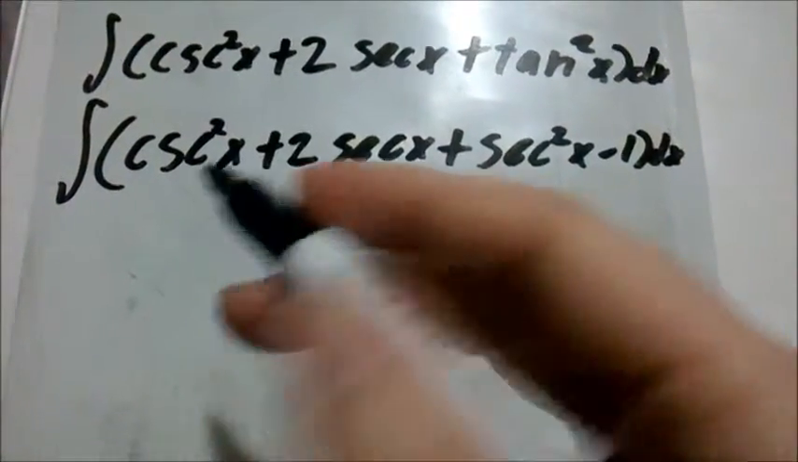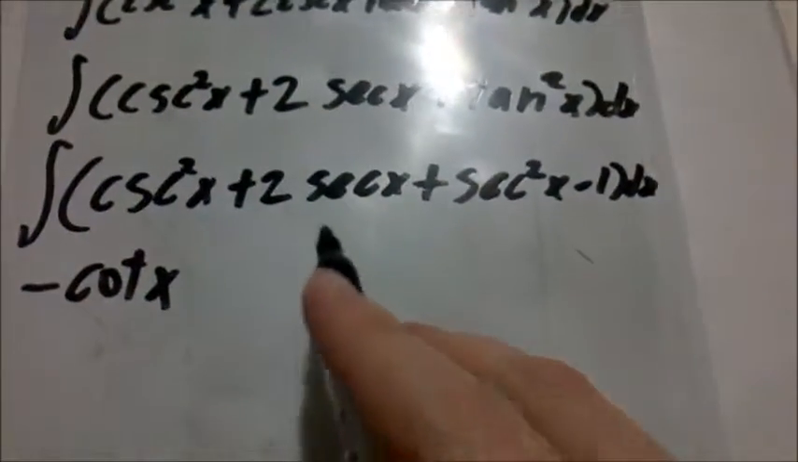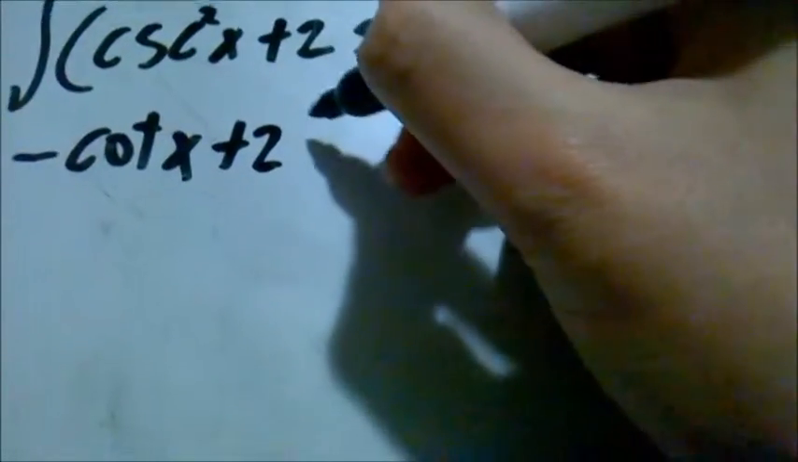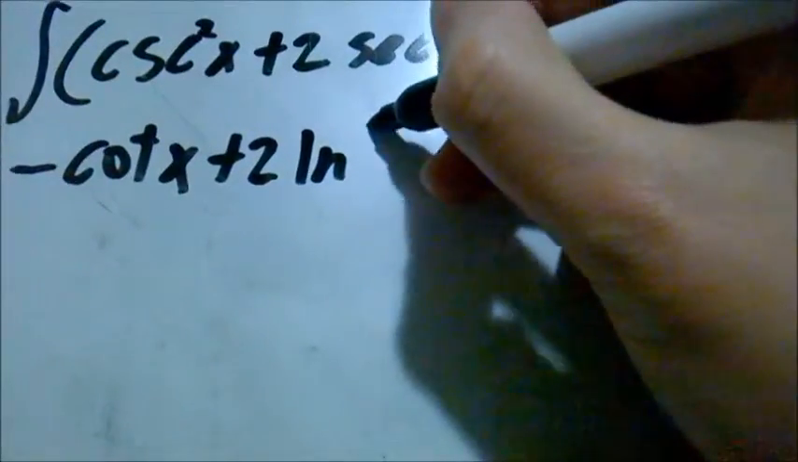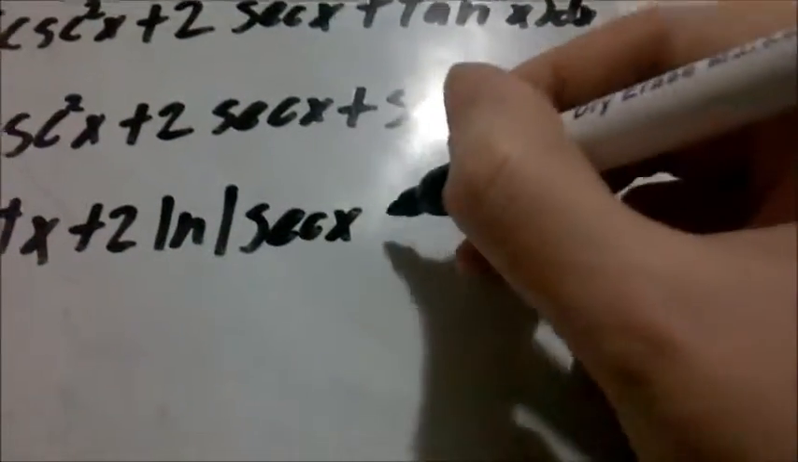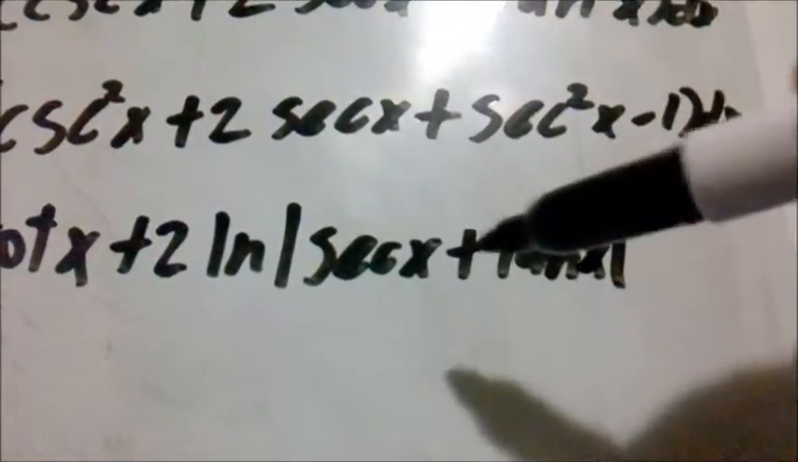Okay, so cosecant squared of x. That integral is pretty easy to figure out, right? Negative cotangent of x. Now this secant part, this is what kind of got me stuck before, because I did not remember this being equal to 2 times the natural log of secant x plus tan x. That is the integral of secant, evidently. Maybe I'm just stupid.